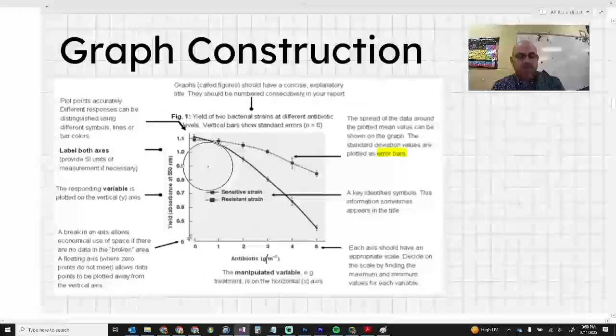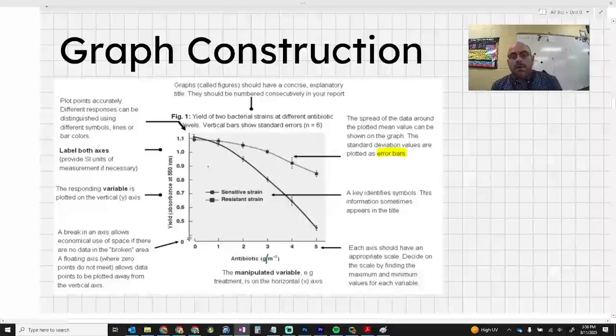Well, how are graphs constructed? Well, all of the bolded keywords or action words that you'll see in AP Bio are worth 1 point, except for the word construct, which is worth 3 points. Those 3 points are correctly labeled axes.